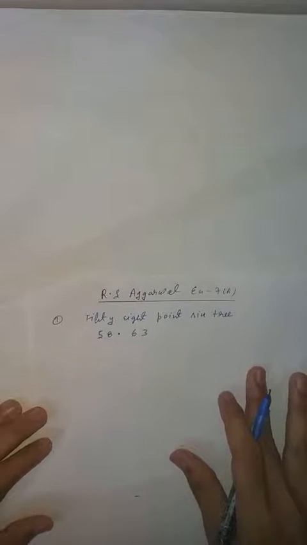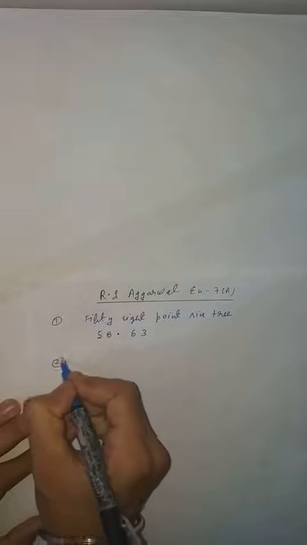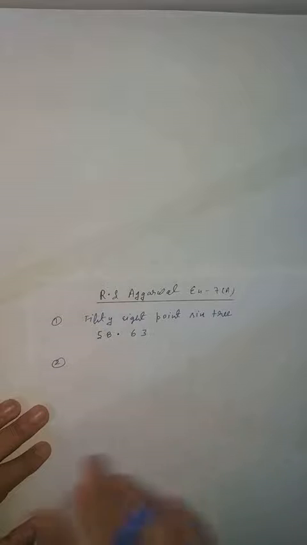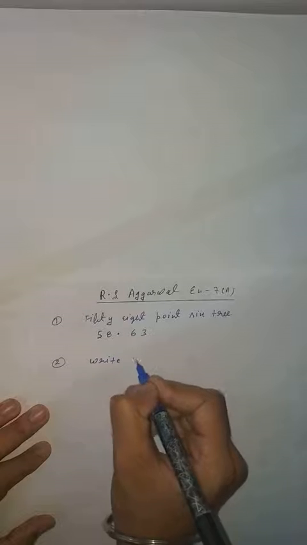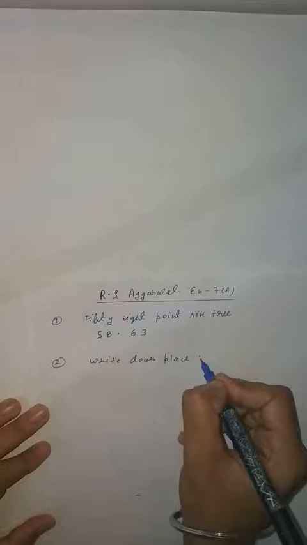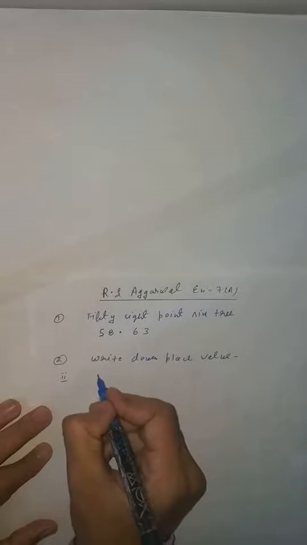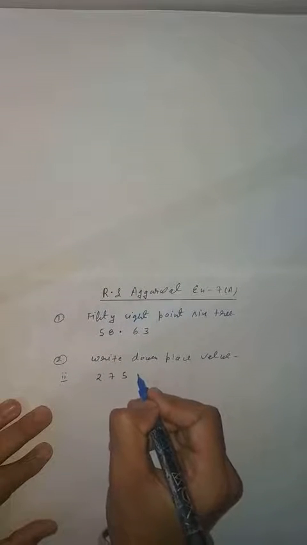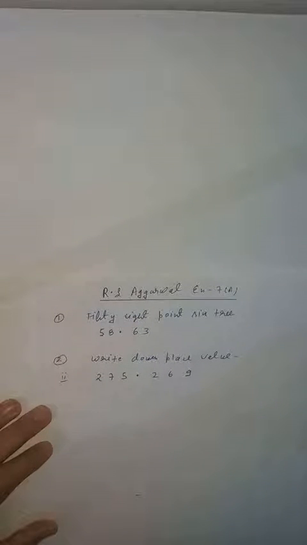So 63, this is your answer, because I explained in decimal. Clear, student? Now, the second question is given: write the place value of each digit in each of the following decimals. Now you have to write down the place value. Clear, student? Question number second, let us write it down, because I explained everything in NCERT. 275.269.